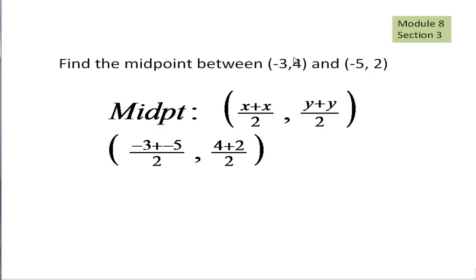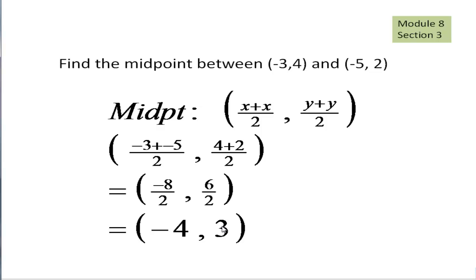My second numbers, 4 and 2. 4 plus 2 divided by 2. When you put these together, negative 8 divided by 2 is negative 4. 4 plus 2 is 6. Divided by 2 makes 3. Sorry. Yeah, 8 over 2 and 6 over 2 gives you negative 4 and 3.